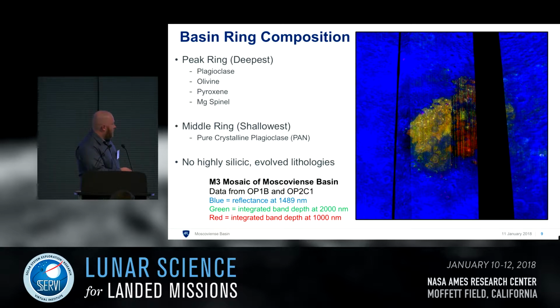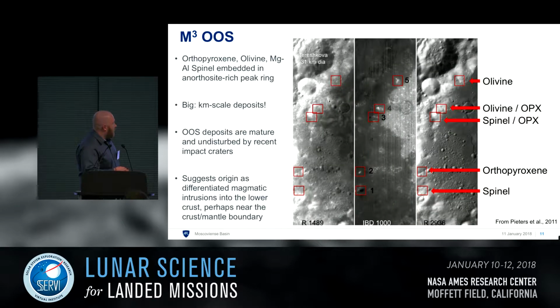Although we do see mafics in the area that are extending beyond just the peak ring. There are some in the spaces that are between the peak ring and the middle ring. So this is a region that was highlighted in Carlie Pieters' paper in 2011 with the OOS, the orthopyroxene, olivine, and magnesium aluminum spinel, and highlighting these really interesting mafic compositions. These are not little tiny compositions. These are not things that are brought up by small impact craters.